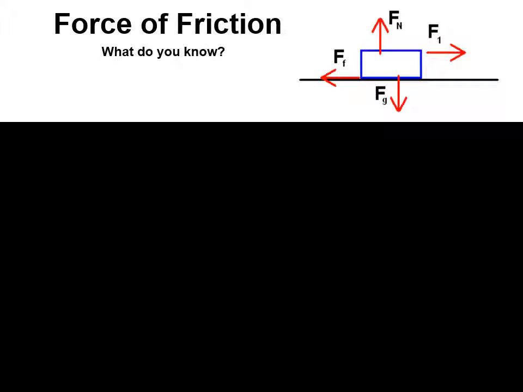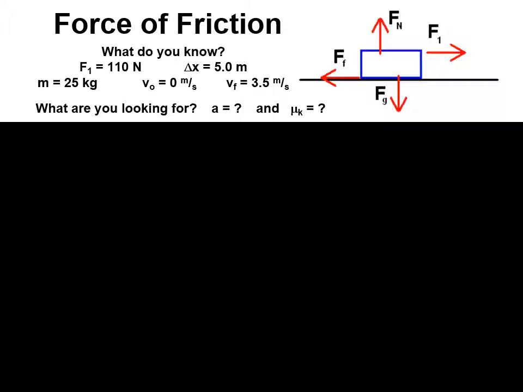So we go ahead and list all the information that we know. We know that force 1 forward is going to be 110 newtons. We know that it's going to be displaced 5 meters. The mass is going to be 25 kilograms. The initial velocity is going to be 0. The final velocity is going to be 3.5 meters per second. Now the problem says what is the coefficient of kinetic friction, but I'll tell you right now we need to find the acceleration first. In order to find the acceleration, we have to use the information that's given to us to determine the acceleration. The kinematic equations will help us to do that.